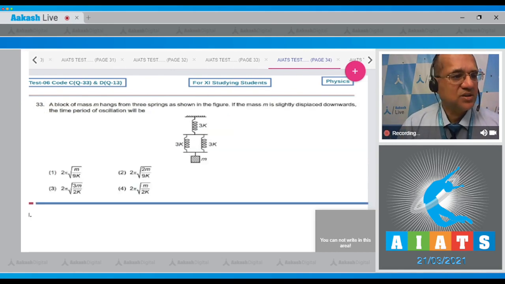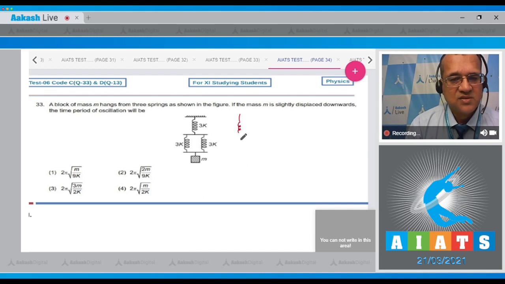Let's look at the question number 33. A block of mass m hangs from 3 springs as shown in the figure. If the mass m is slightly displaced downward, then the time period of oscillation. So dear student, we have to find the k effective. Now see how to find k effective. This is 3k and these two springs are in parallel. So when two springs are in parallel, the effective constant is 3k plus 3k, which is equal to 6k.